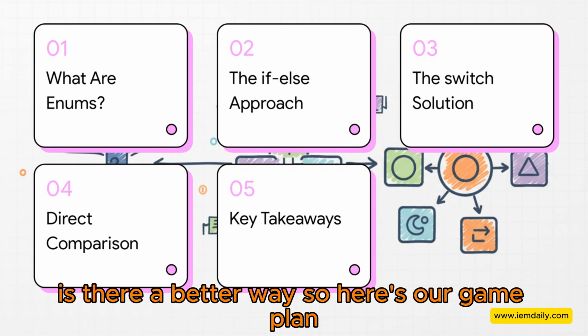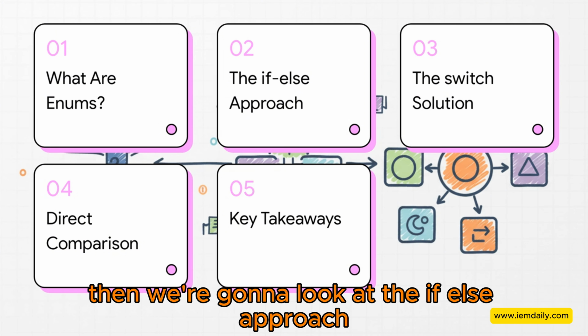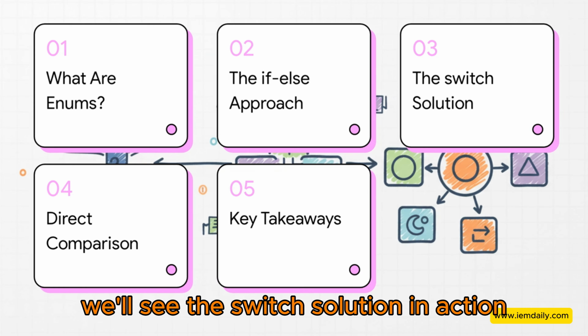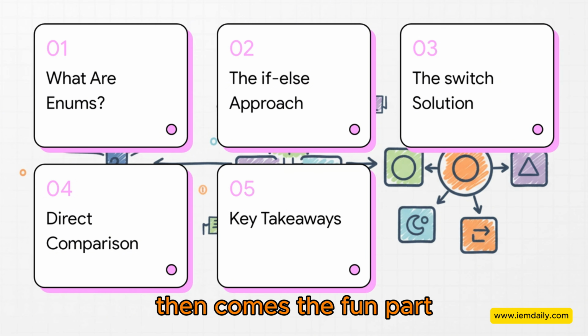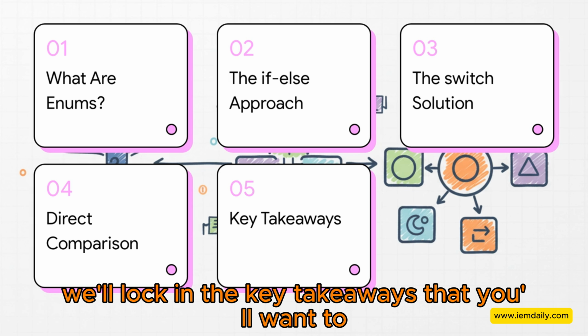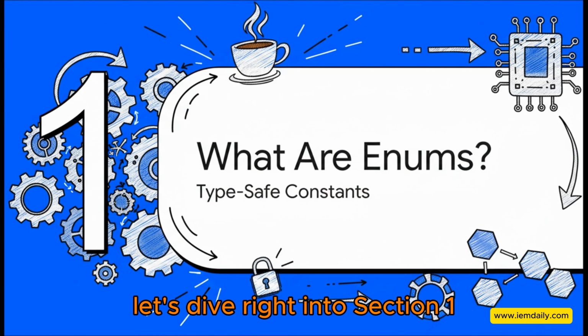So here's our game plan. First, we'll do a quick refresher on what enums even are. Then, we're going to look at the if-else approach, the old standby. After that, we'll see the switch solution in action. Then comes the fun part. We'll put them head-to-head for a direct comparison. And finally, we'll lock in the key takeaways that you'll want to remember. All right, let's dive right into section 1.